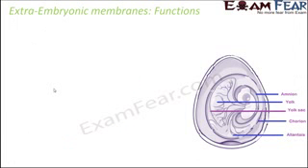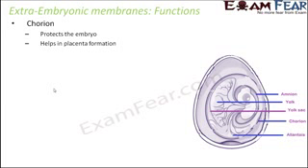Now let us quickly do a recap of the functions of the extra-embryonic membranes, because their functions are more critical. Chorion protects the embryo and helps in placenta formation. Protection is one thing, placenta formation is another, because the placenta is the connecting link between the embryo and the mother.